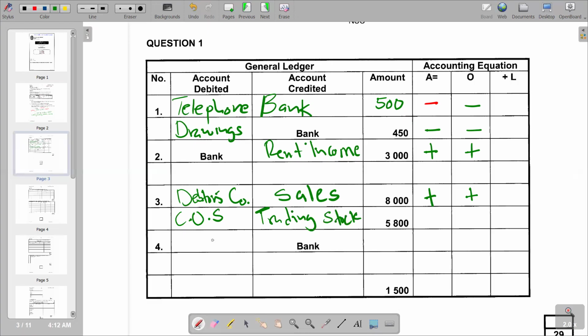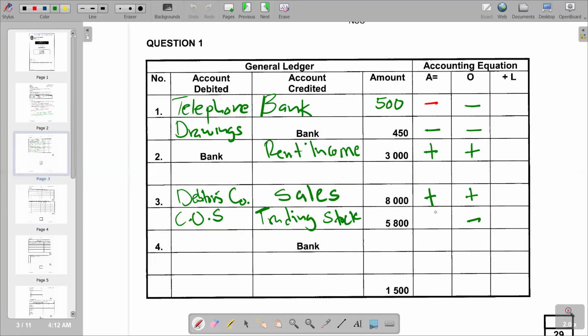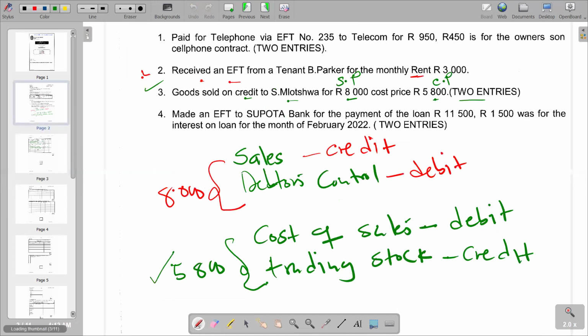And we are saying cost of sales comes as an expense, it reduces net profit, and our net profit also reduces our owner's equity. So cost of sales is a minus of owner's equity. And trading stock is an asset, and whenever we are crediting an asset, it's a minus. So we are going to show assets as a negative. So that's what we have on our transaction 3.